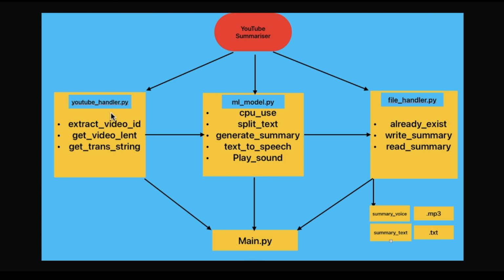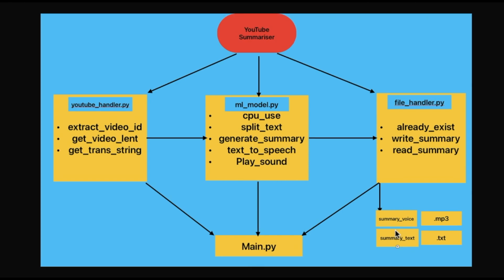It handles all the API requests that we send to YouTube to get the transcript of a YouTube video using the YouTube ID. And the second is mlmodel.py. It takes care of all the processing that we're going to do for summarization and text to speech and playing the sound. And the third is a file handler. It takes care of all the processes related to file handling, like creating directories, creating files, uploading files, changing the directory, and so on.